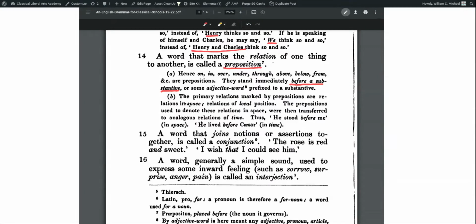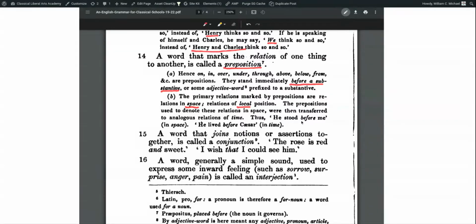Next, note B. The primary relations marked by prepositions are relations in space, relations of local position. The primary relations marked by prepositions are relations in space or local position or place. The prepositions used to denote these relations in space were then transferred to analogous relations of time. So all that this is saying is that prepositions can be used in strange ways. Normally, prepositions refer to place or space, but they can be used to express ideas of time.